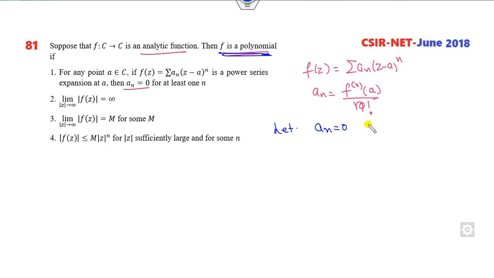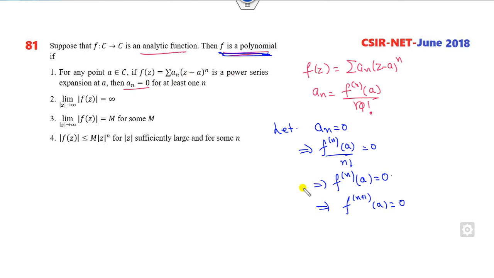Assume an is 0 for at least one n. What is the meaning of that? This is 0 at the point a. It means the nth derivative will be 0. So if the nth derivative is 0, then the (n+1)th derivative will also be 0. It means up to the (n-1)th derivative, it has some finite terms. So what is the meaning of that? It is a polynomial. So the first option is the correct option.